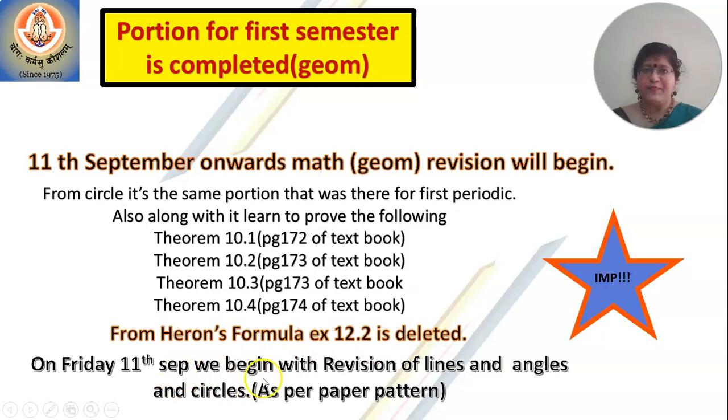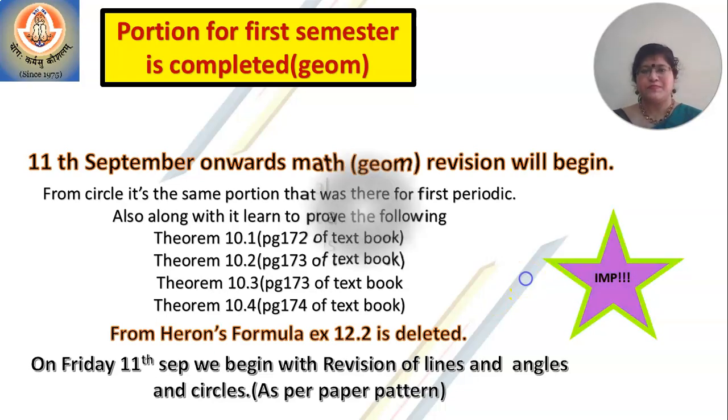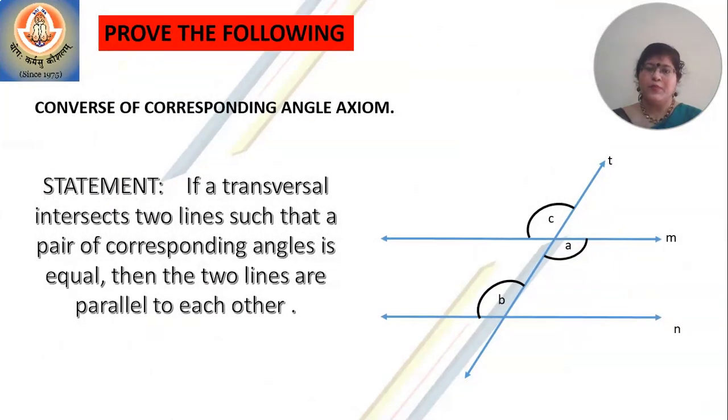So on Friday, we will be discussing the important questions from lines and angles and also from circle as per the paper pattern. Now let us continue with the proof of converse of corresponding angle axiom. Prove the following. This is the converse. If a transversal intersects two lines and if a pair of corresponding angles is equal, then the two lines become parallel. So let us see how to prove this.